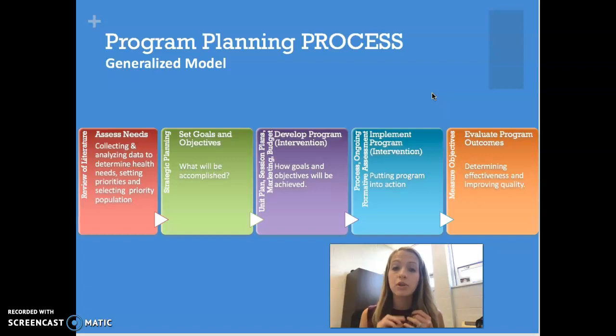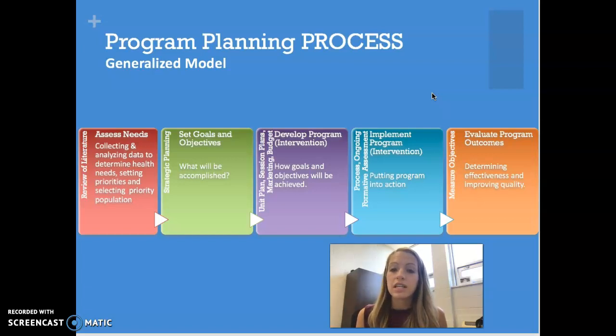So here we'll develop unit plans, session plans, a marketing campaign, and a budget. So how are these goals and objectives going to be achieved? This is actually what you're going to do, that intervention. And then you're going to implement the program. This is putting the program into action.